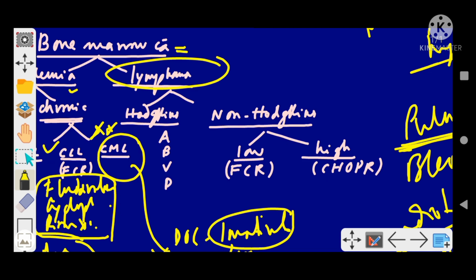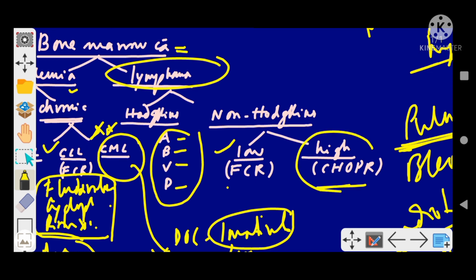So lymphoma, there is Hodgkin's, non-Hodgkin's. For Hodgkin's, we give the famous ABVD regimen, where A is for adriamycin, B for bleomycin, V for vinblastine, D for dacarbazine. I repeat, A for adriamycin, B for bleomycin, V for vinblastine, D for dacarbazine. ABVD regimen. Non-Hodgkin's, there is low grade or high grade. For low grade, it is FCR regimen, and high grade, it is CHOP regimen. FCR I already mentioned, and high grade is CHOP regimen. So I will write CHOP. This is also important, right? So I will write the non-Hodgkin's CHOP regimen part, right?